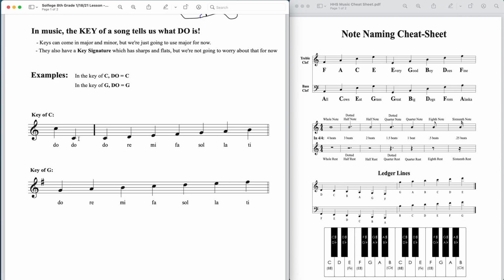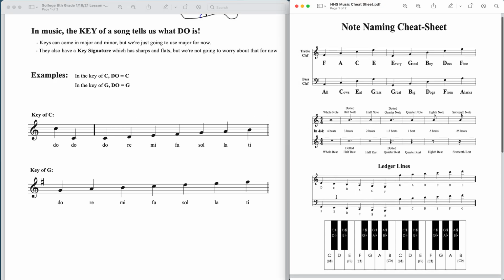Okay? And if you're struggling to know what these notes that are below the staff are, I would refer to your note naming cheat sheet where we have these ledger lines here that tell us that one line below the staff is a C, okay? So you can always look at your note naming cheat sheet for any of this. It's going to be very helpful for you. So then, if we know that this is do, this line note, the next space note right here is going to be the next solfege syllable, which is re. Then the next note would be mi, fa, sol, la, ti.